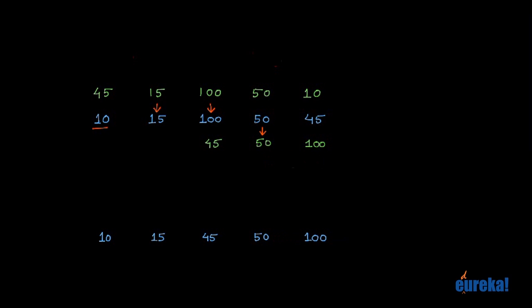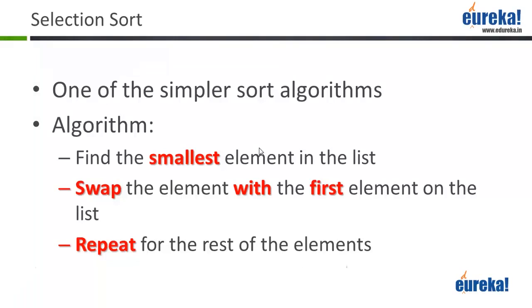So let's see how we write a program to do the same. As you can see, the algorithm here too is simple. Find the smallest element on the list. Swap the element with the first element on the list. Repeat the same for the rest of the elements.